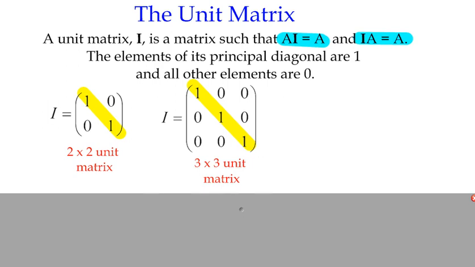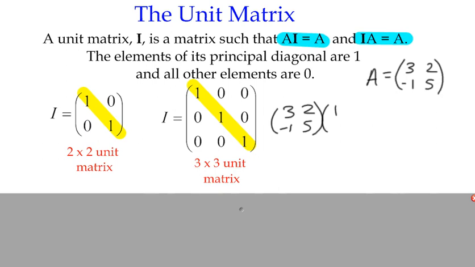Just to show the idea here, if we defined A as the matrix 3, 2, negative 1, 5, then if we were to say AI, 3, 2, negative 1, 5 multiplied by 1, 0, 0, 1, if we think about the elements, it's a 2 by 2 matrix and a 2 by 2, so therefore that's going to give us a resultant 2 by 2 matrix.